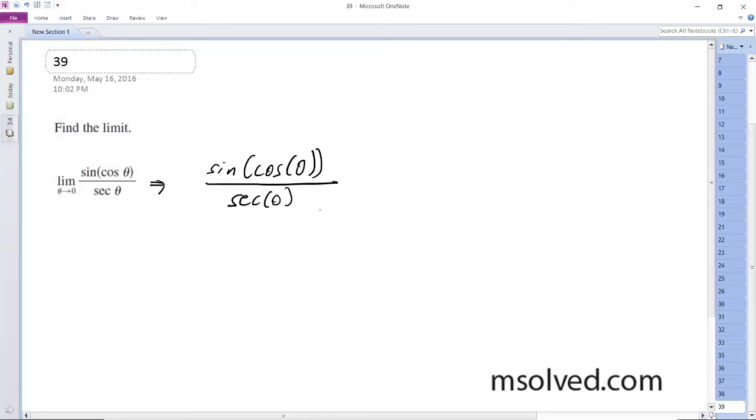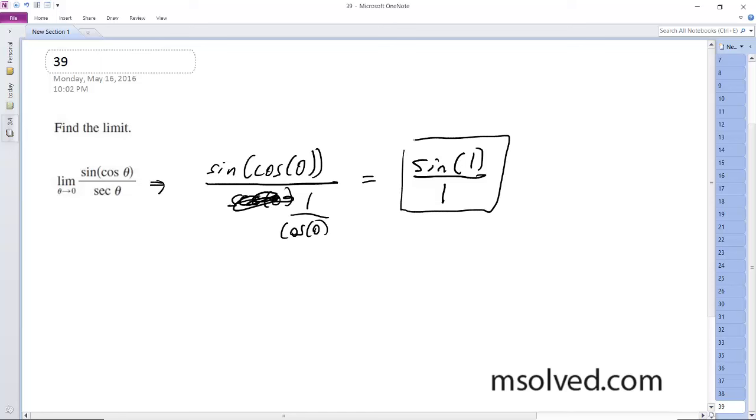Or if it helps, you can rewrite this as 1 over the cosine of 0 degrees. So what you end up here with is sine of 1 over 1, so it just becomes 1. And you can stop right here. The limit's already been taken, so this is your answer.